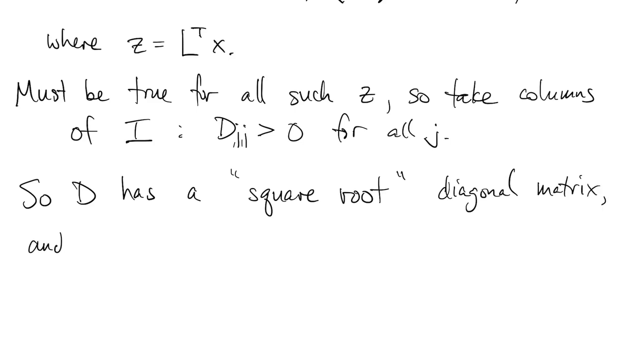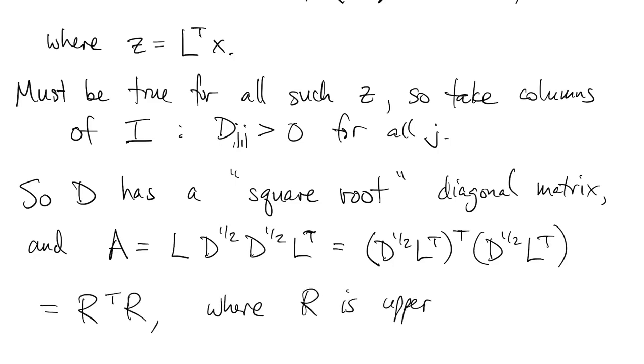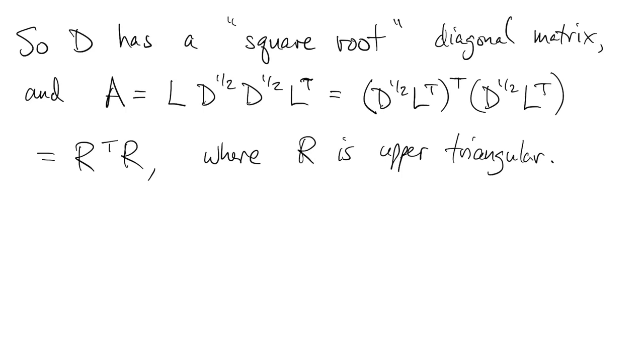If we take the square root of each diagonal element, then we can expand D into the product of these two square root matrices. Then we can again associate these together, and use rules about multiplying transposes. What we see is that A is equal to R transpose times R, where R is upper triangular. So this is a truly symmetric factorization now. It's called a Cholesky factorization of A.